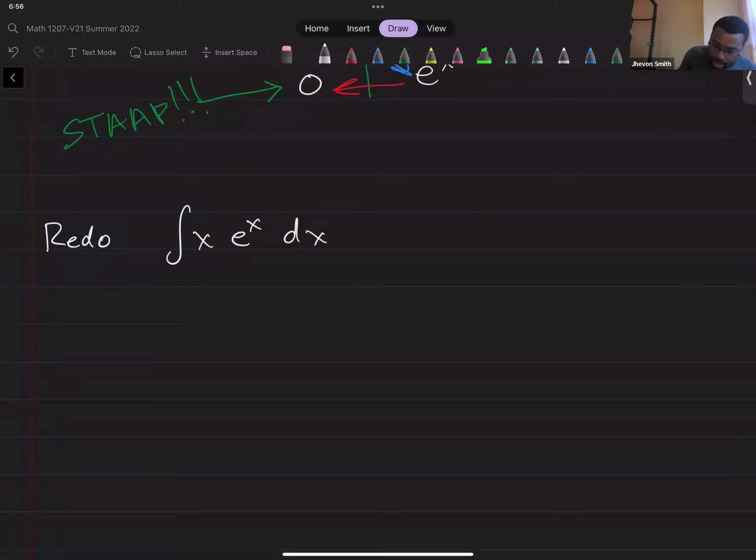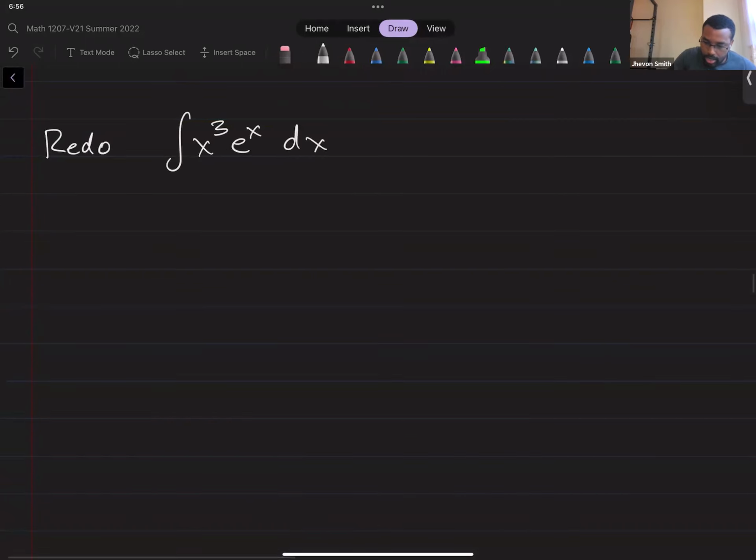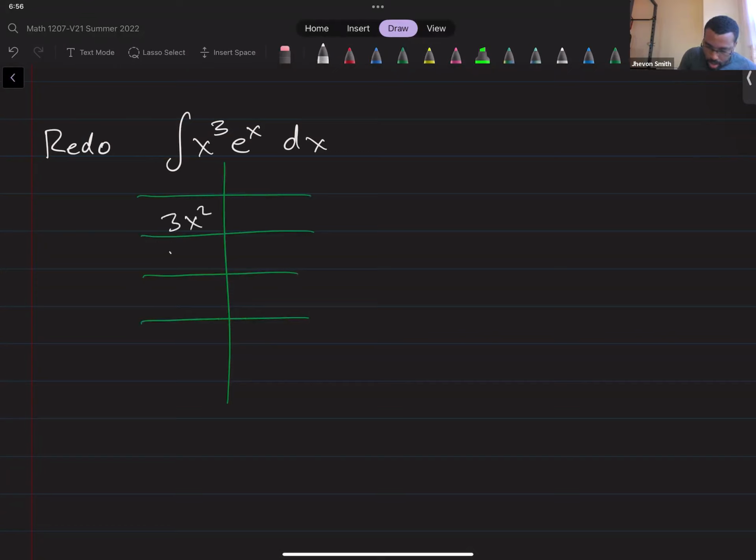So I see here that this is an x cubed. I know it's going to be a repeated integration by parts. So immediately I just set up the table. Keep differentiating. x squared, 6x, 6, 0, stop. Integrate the e to the x, integrate the e to the x, all the way there. Then I'm going to multiply this, this, this, and this, while changing signs every time.